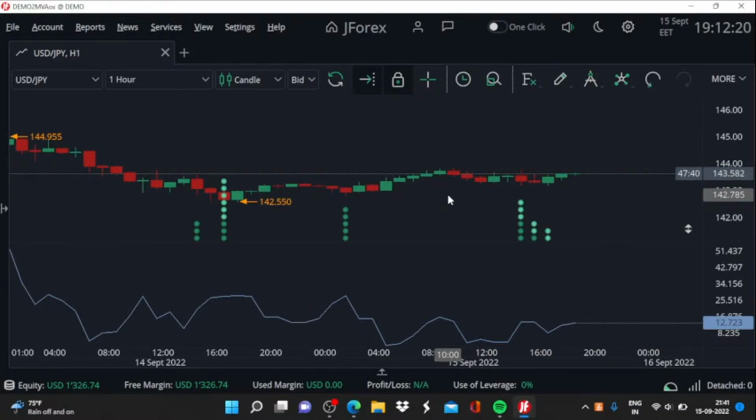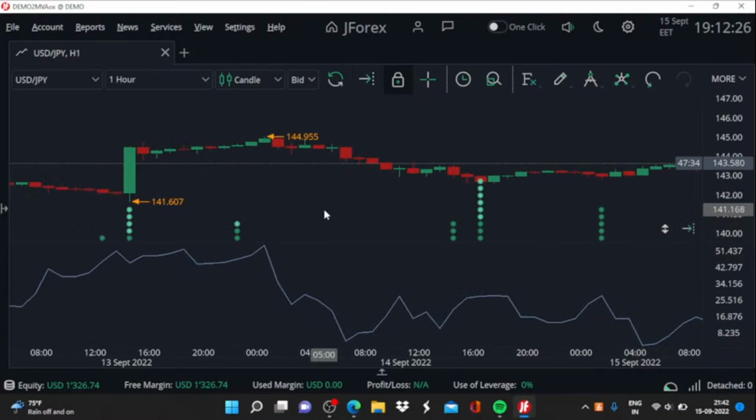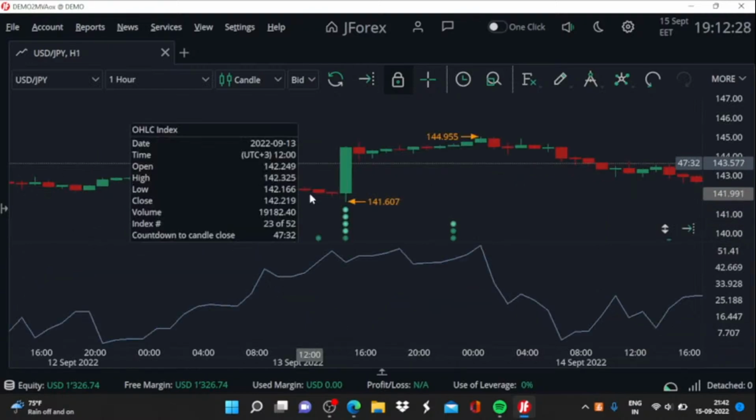And the other way is to simply look for the overbought and oversold scenarios. And in the overbought and oversold scenarios, you can try to look for contra trend trading opportunities.